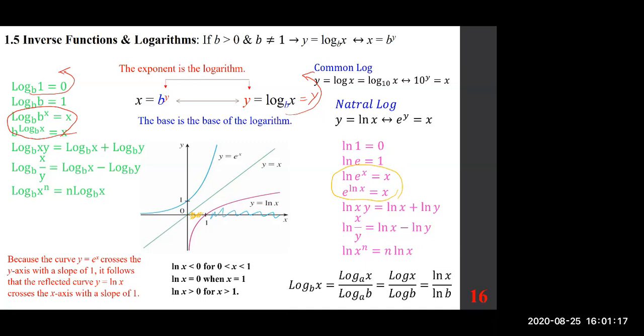Also, I hope everybody remembers the change of base formula. Generally speaking, calculators can handle base 10 common log and base e natural log. But if the base is anything other than that, then we need to use the change of base formula. Whether we use log x over log b or ln x over ln b makes no difference. We get to the same answer. Okay, so I hope it's clear.